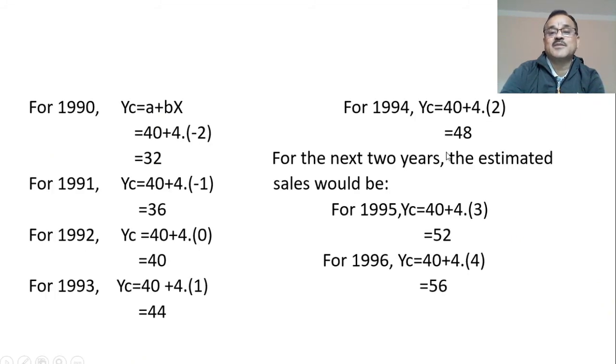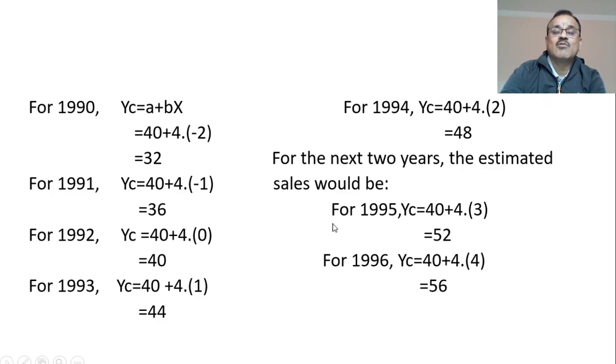And now forecasting on the basis of this. For the next 2 years, the estimated sales in 1995: y equals 40, which is a, plus 4, which is b, times x. The value of x would be 3 because our base year is 92. So 95 minus 92 is 3. 4 into 3 is 12. So 40 plus 12 equals 52. And in 96, our base year is 92, so 96 minus 92 is 4. So 40 plus 4 into 4, which is 16, so 40 plus 16 is 56.